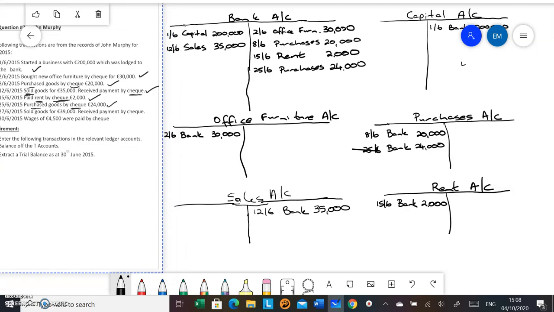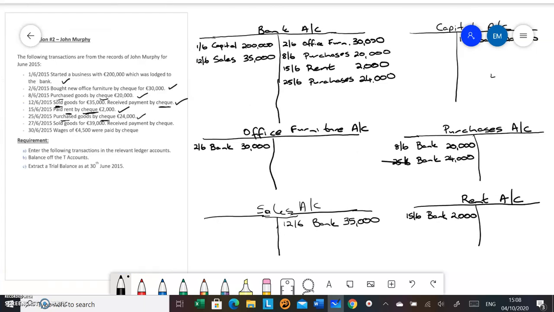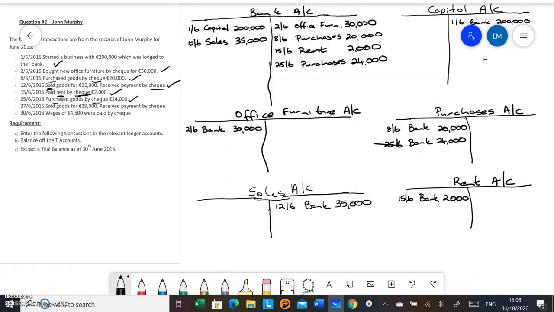We have already opened that account and you will put in your date, the 27th of June. You've received the check, so it's going to be the bank, €39,000. Because you've received the money by check, you will be increasing your bank balance by that sales amount. You'll be debiting your bank balance €39,000. And that is that part of that question completed.